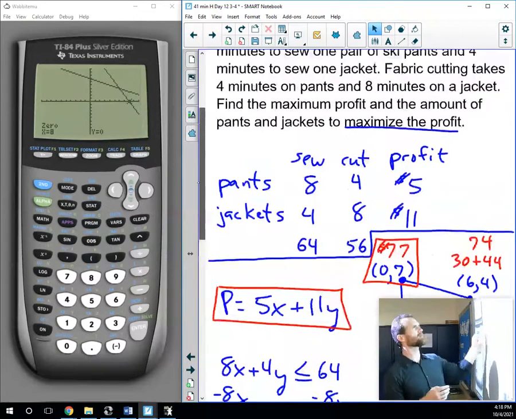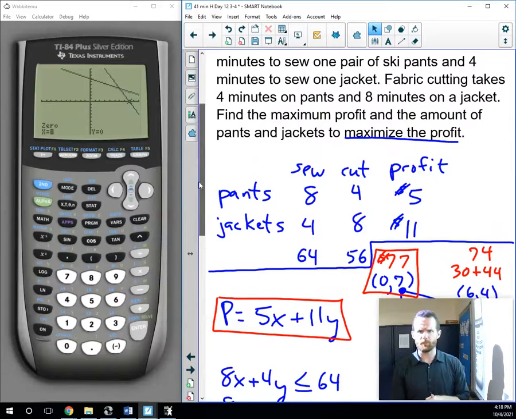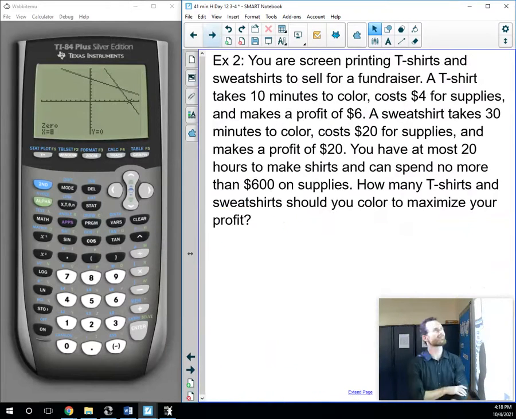So the answer here, let's remember what the question was. Find the maximum amount of profit, $77, and the amount of pants and jackets: no pants, 7 jackets. All right, moving on to example 2.